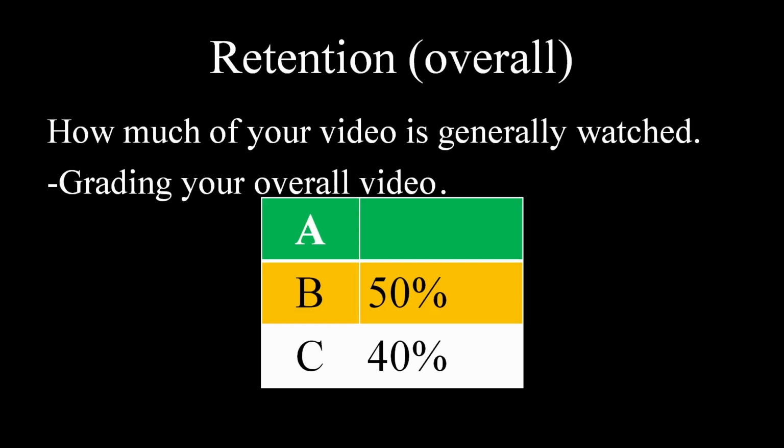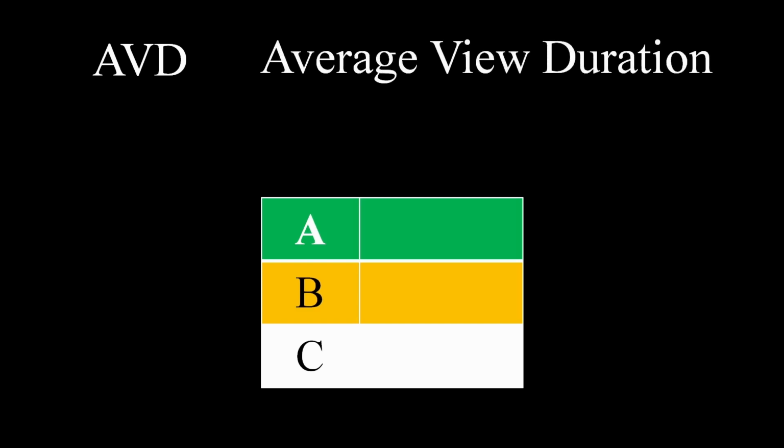And the goal, a hard, difficult goal, but something that we should all strive for, is keeping 70% retention. If you can clear that, you really, really have a dedicated audience, and that will definitely start to accelerate your channel growth. Now let's talk about AVD, average view duration.